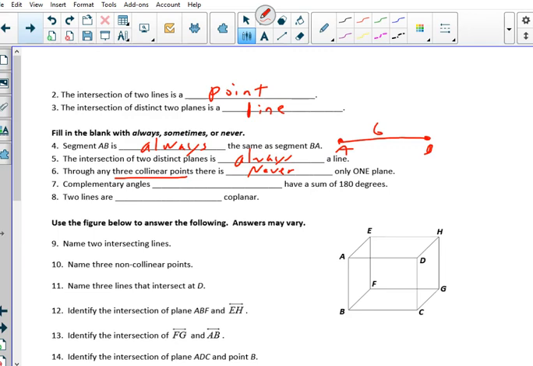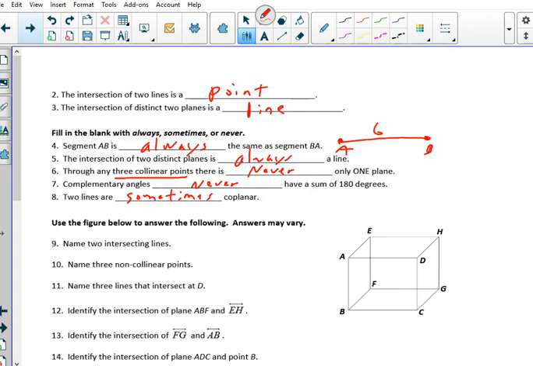Complementary angles, number 7. Complementary angles never have sum of 180. That's supplementary. And two lines are sometimes coplanar.